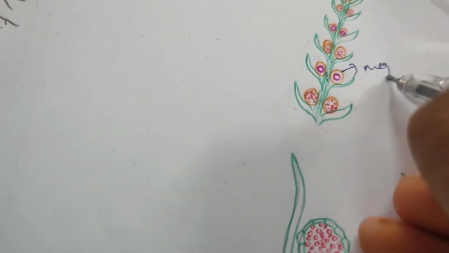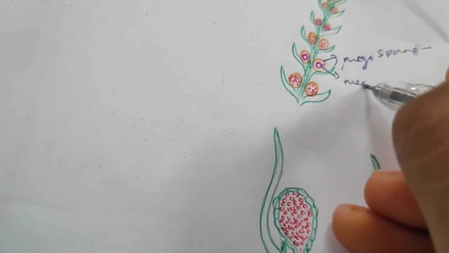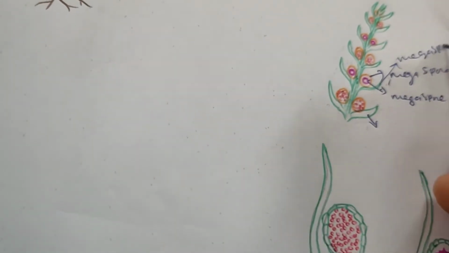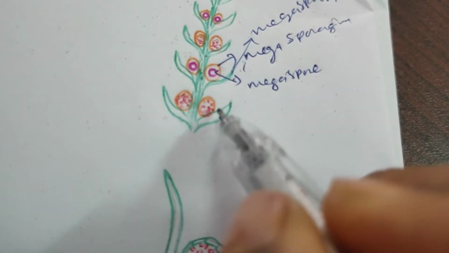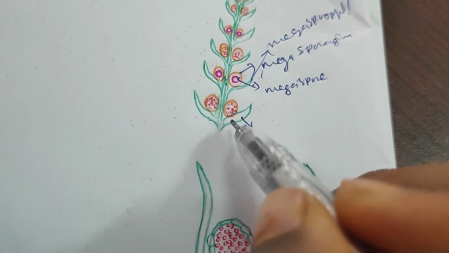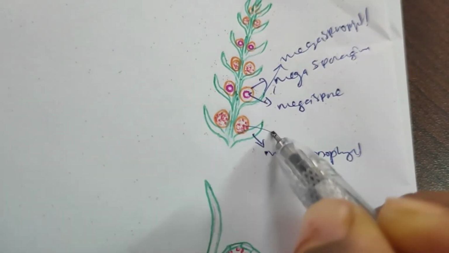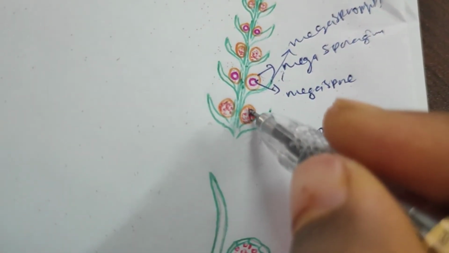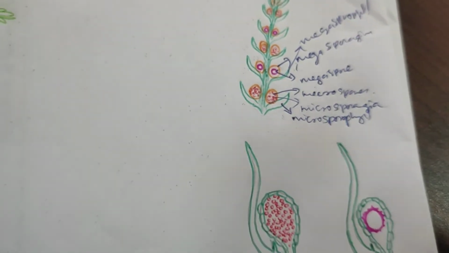For this one, megasporangium, and for this one we call it megaspore, and this leaf we call megasporophyll. But where microspores are present, here the microspores are there. So the leaf bearing microspores is the microsporophyll, and this sporangia is called microsporangia, and these spores we call microspores.